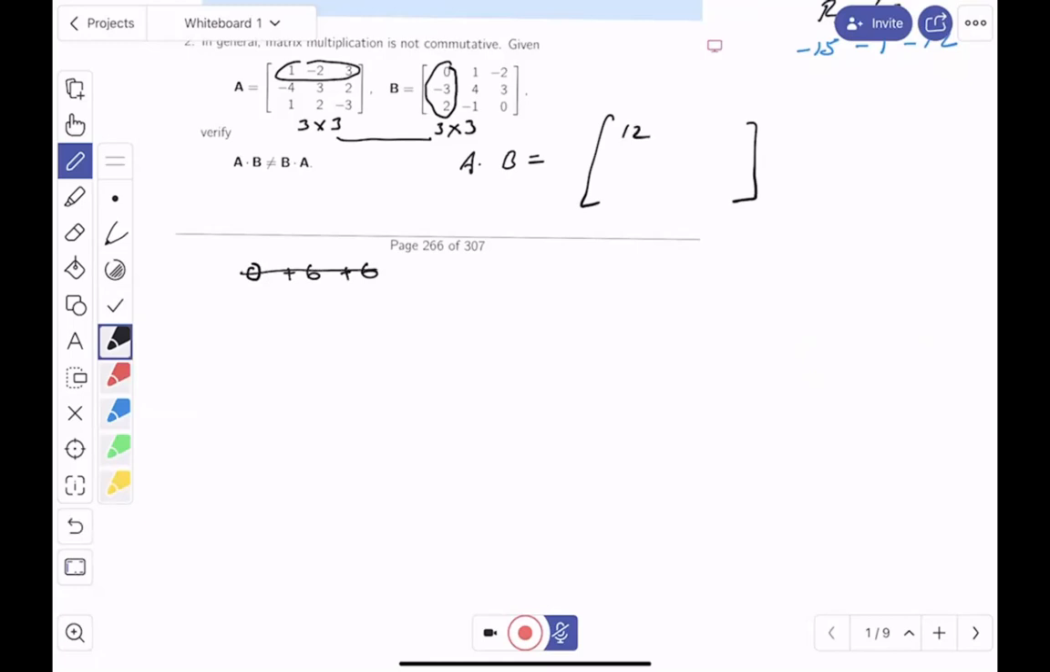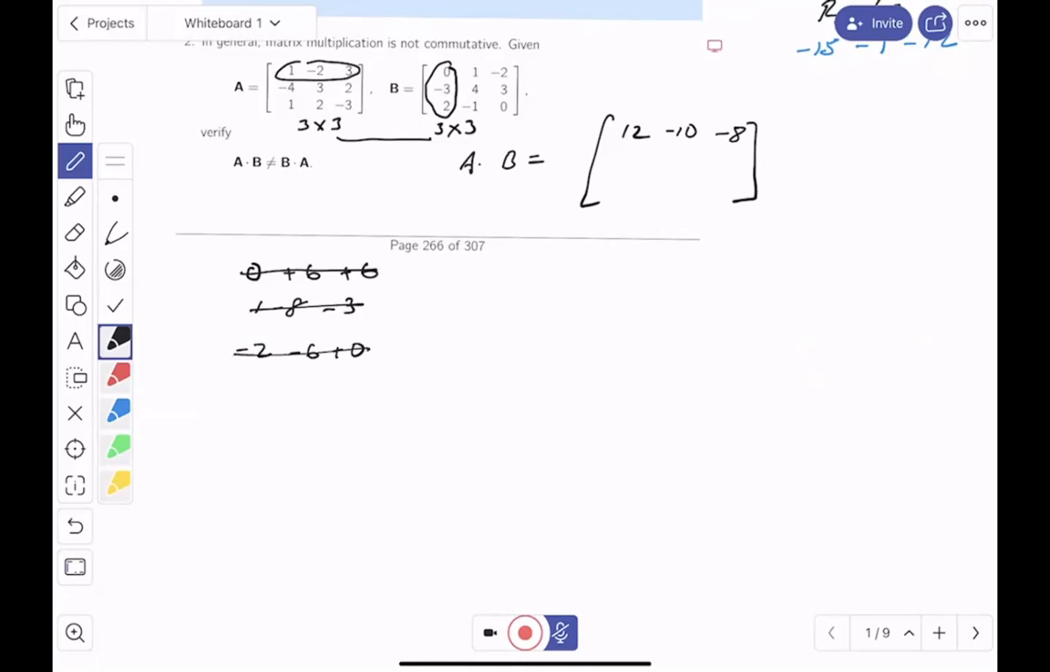Let me cross that out. Let me do the next one. Row 1 times column 2. 1 minus 8 minus 3. What does that give me? Let's see, minus 10. All right, now I'm doing row 1, column 3. Minus 2, minus 6, and a 0. That's going to give me minus 8. Okay, let's keep going.